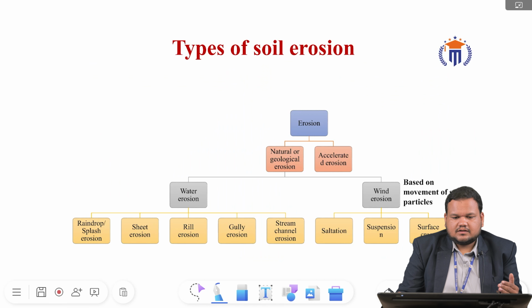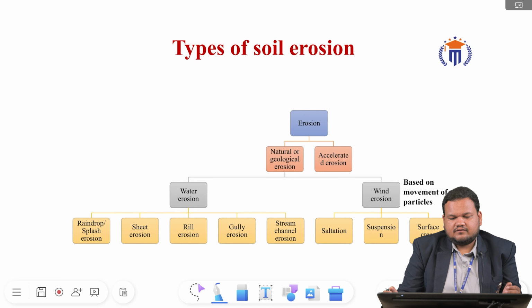Okay. Next, what are the types of soil erosion? There are two types: naturally occurring soil erosion and accelerated soil erosion. Naturally occurring soil erosion means the rate of soil formation is more than the rate of soil loss, so that is not a big problem in natural or geological erosion. Whereas in accelerated erosion, the rate of soil formation is less than the rate of soil loss, which means more soil is lost than is formed.